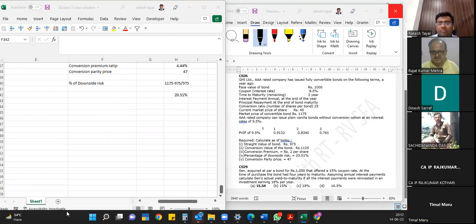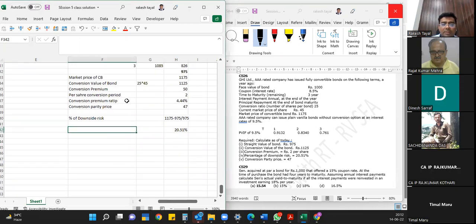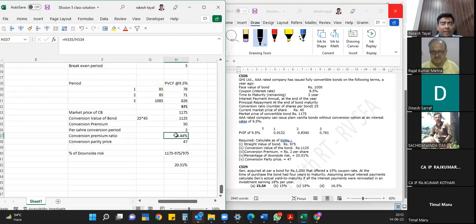Can you explain from the conversion premium ratio? So conversion premium ratio is that what are you expecting? The ratio. The conversion premium is 50, value of bond is 1125. So ratio is simply 4.44%. I am paying 4.44% higher than the current market price of the shares. So that is the conversion premium.